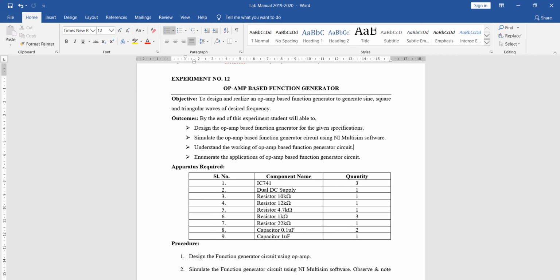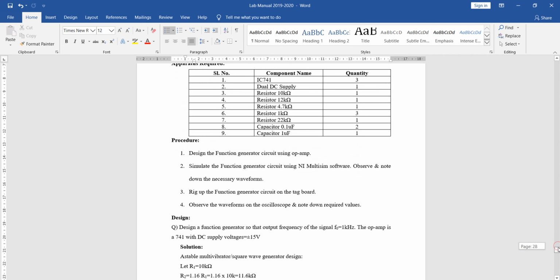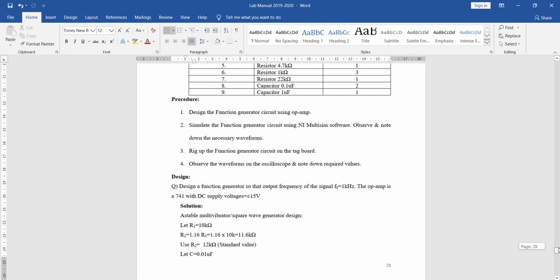The objective of this particular experiment is to design and realize an op-amp based function generator to generate sine wave, square wave and triangular wave of desired frequency. So here a particular frequency is given and we are using the op amps to generate these three different kinds of waves.